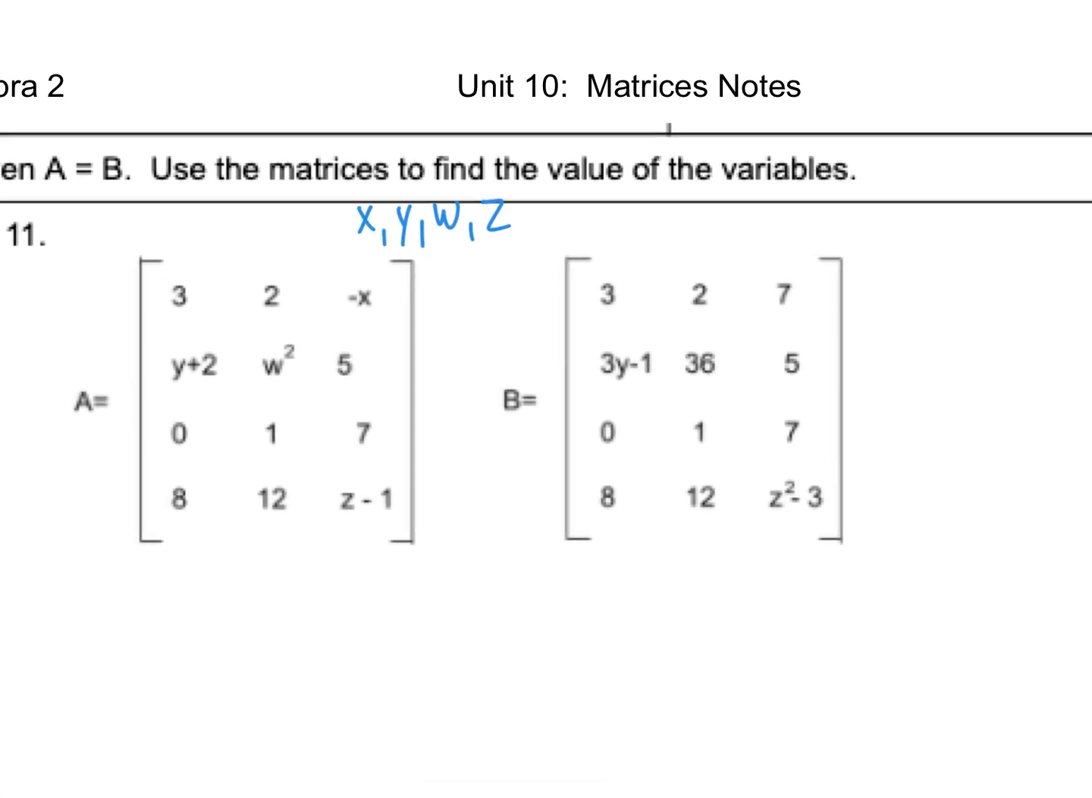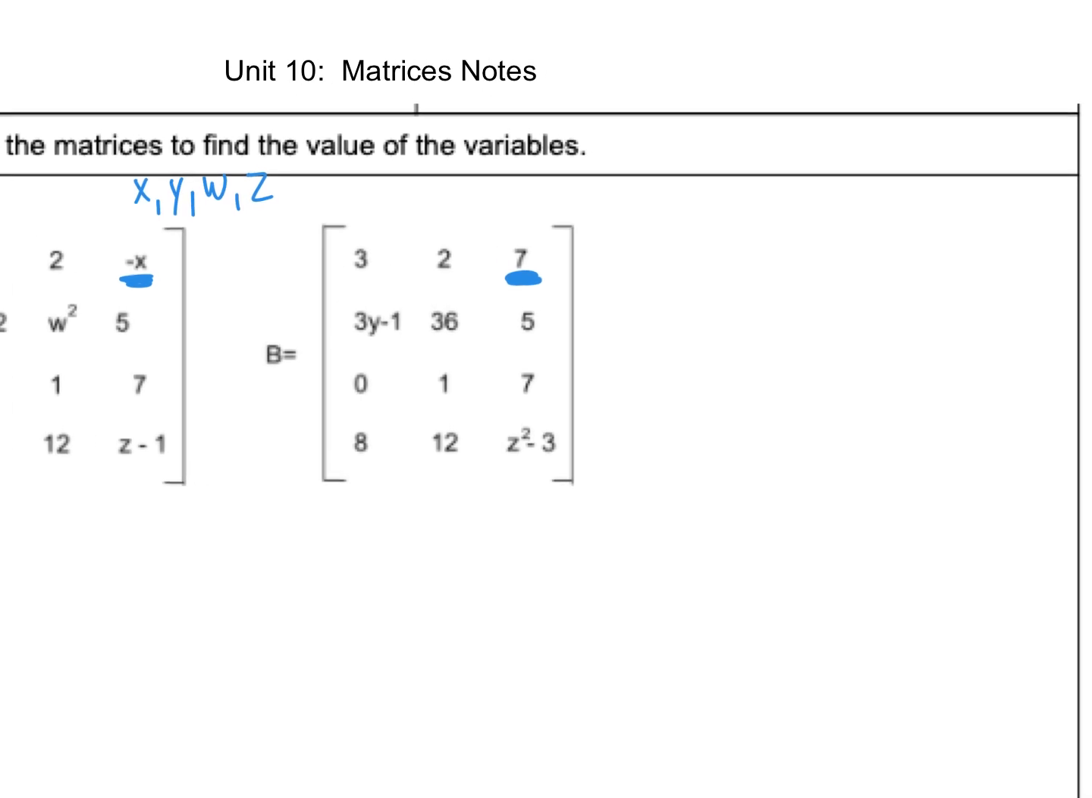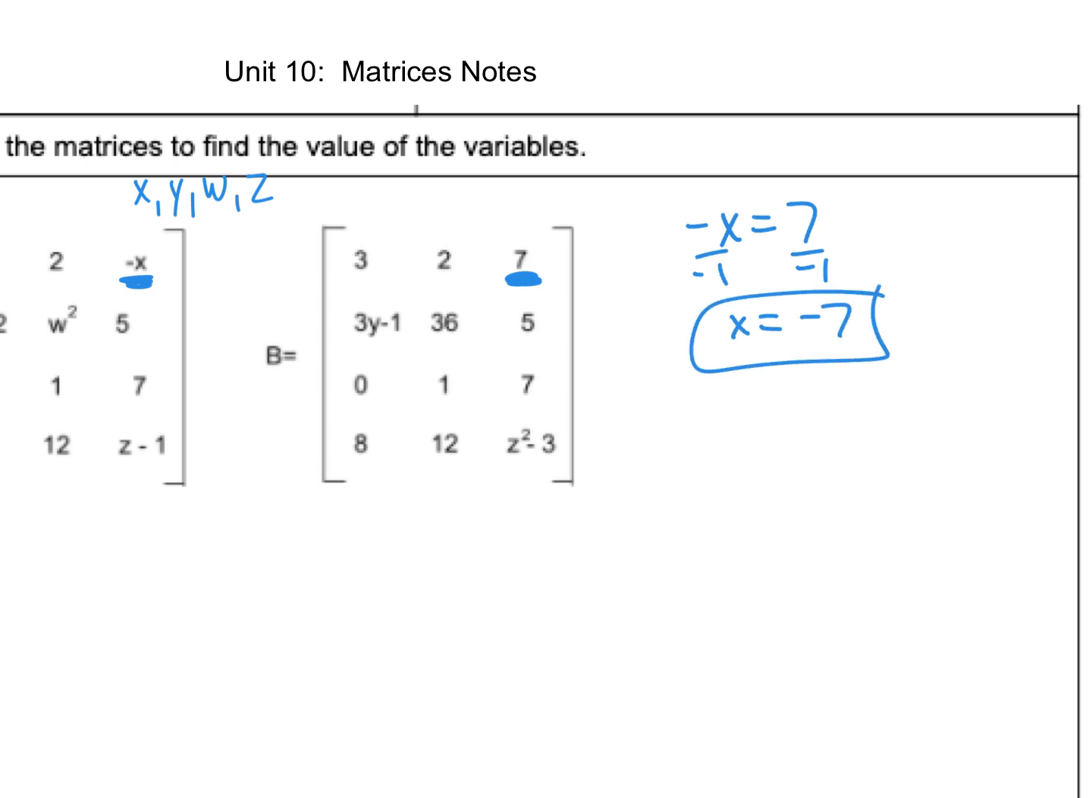If I look, where is X? Yeah, element 1, 3, right? Okay, so I can set that equal to element 1, 3 over here if these matrices are equal. So that's just setting up this equation. And how would I solve that? Yeah, divide by -1, and what's X equal? -7, easy as that. That's it.